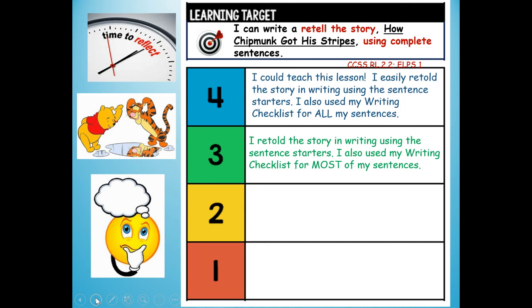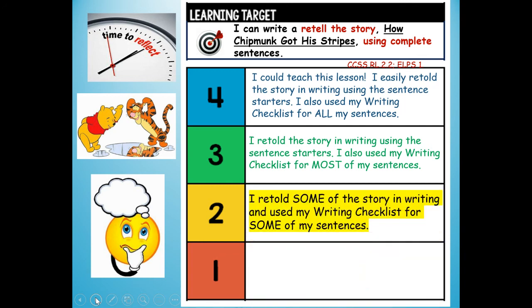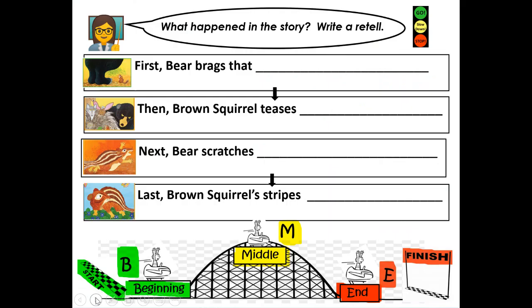Or would you give yourself a 2? I retold some of the story in writing and used my writing checklist for some of my sentences. Or 1, I did not retell the story and did not use my writing checklist. How do you think you did? 4, 3, 2, or 1? Write your reflection. And you can check your work with mine. Here's an example.